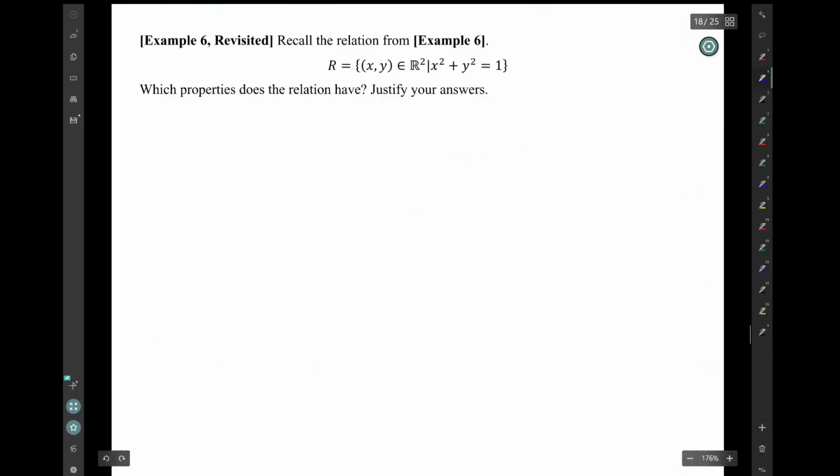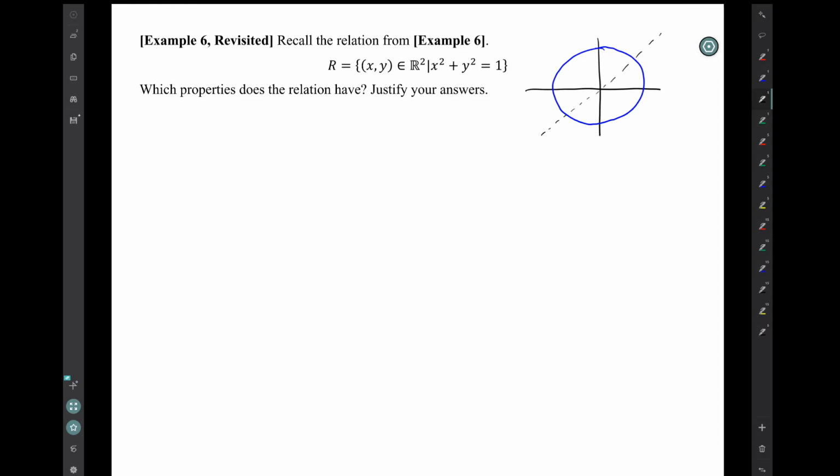Let's go on. Let's recall the relation from example 6. Which properties does this relation have? Now remember that this relation had a graph that's a circle. Is this relation reflexive? Well, the key to this is to notice that the diagonal is not entirely contained in the graph. Now we can see from that graph that the relation is clearly not reflexive because that diagonal is not entirely contained in the graph. But we can't justify our answer by saying it that way.